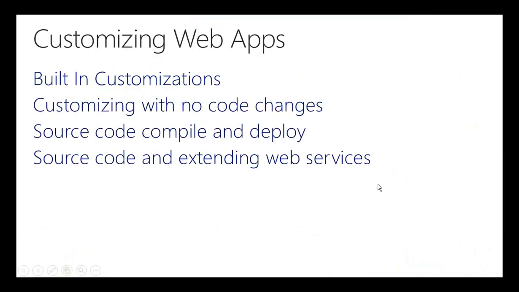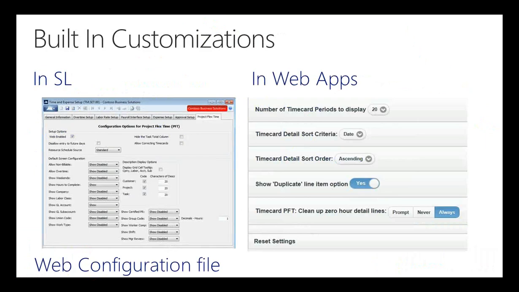All right, so today we're going to cover a few things, starting with some of the simplest types of customizations you might make and slowly getting more and more complex. We'll start with some of the built-in quote-unquote customizations. These are things like the Project Flex Time tab over in Time and Expense Setup. There's a number of different things you can choose to show or hide or show but disable them.